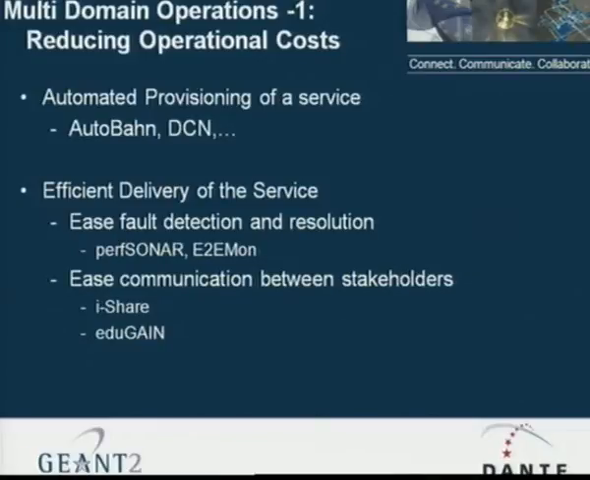So how can we exchange this information? How can we show an end-to-end information about the resources used across the different domains? So iShare is defining these protocols and these processes. And you have heard about EduGAIN many times during this conference as well, as a secure way of accessing these resources by different members of the community. So in the next slide, I will just focus a bit on the monitoring, just to give you some examples.